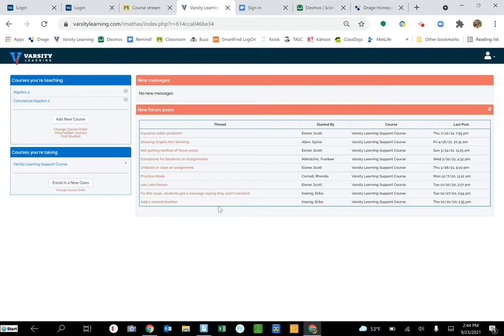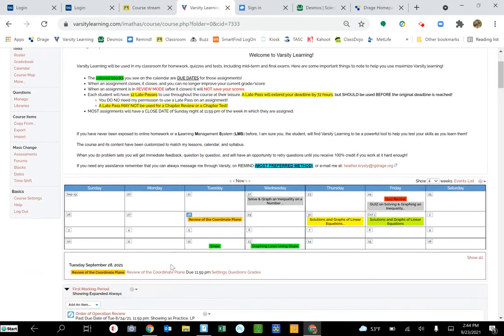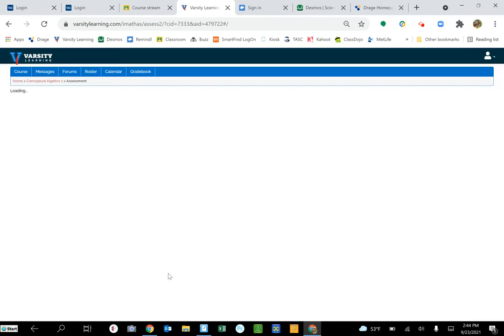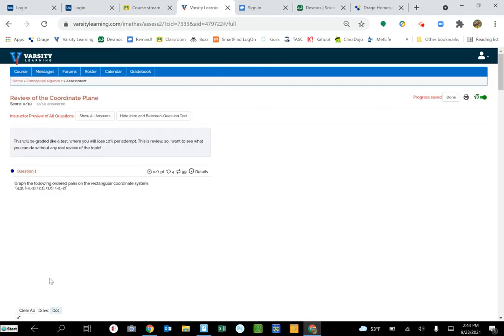So we're going to log in here real quick. Conceptual Algebra 2. And this is the first one that we're going to do, this review of the coordinate plane. Let's take a real quick look at what these are going to look like. I'm going to go to teacher preview.